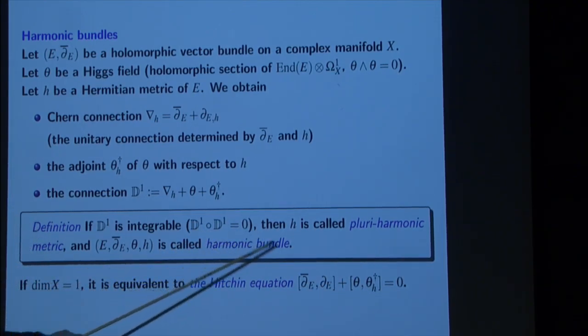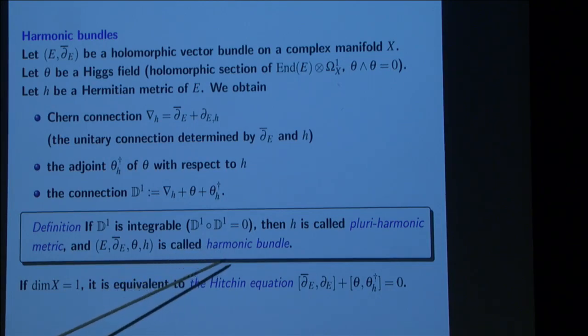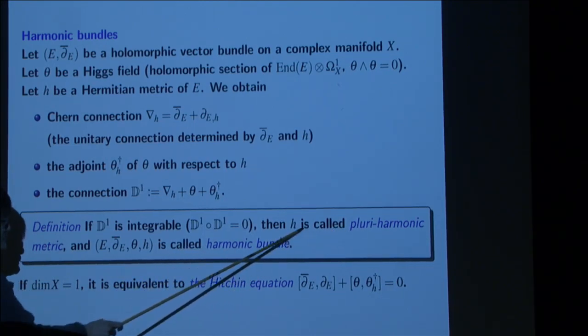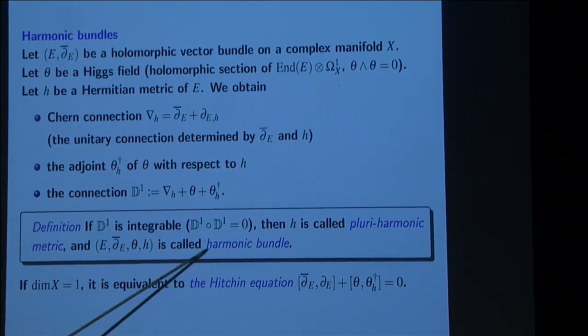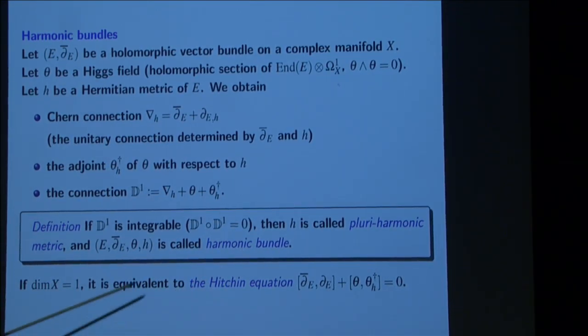So a harmonic bundle is just this. This name is rather strange because this is called a pure harmonic metric. So maybe it's better to call it a pure harmonic bundle, but it is called a harmonic bundle.